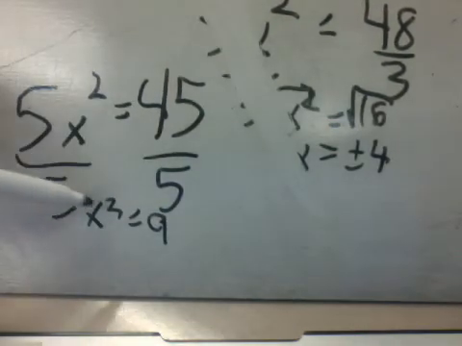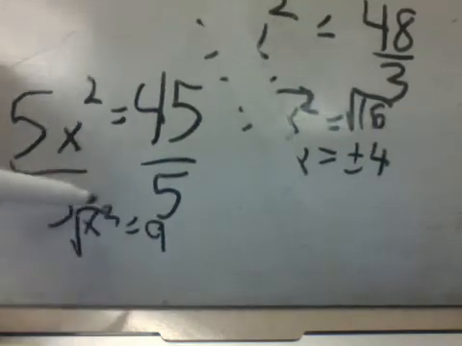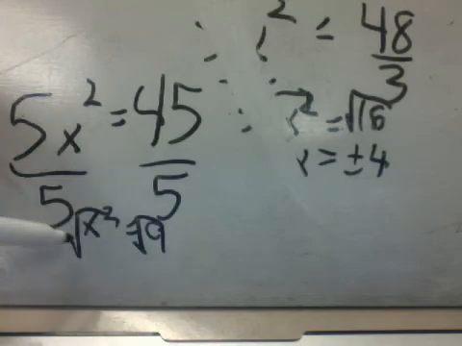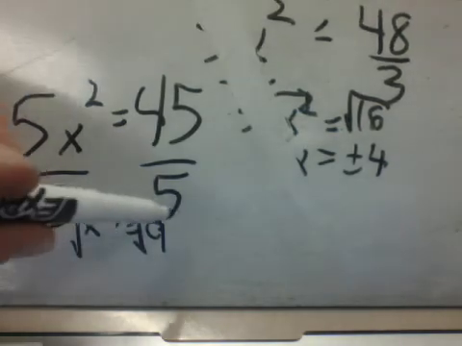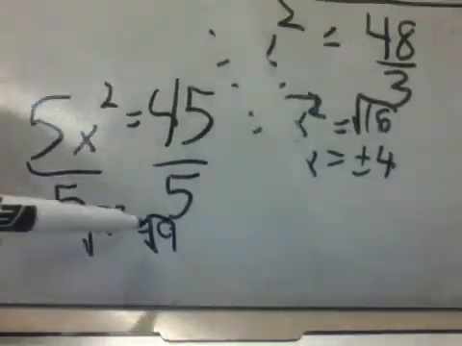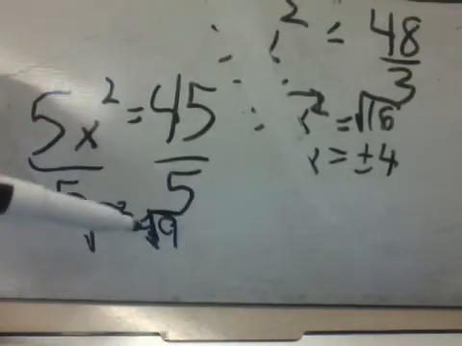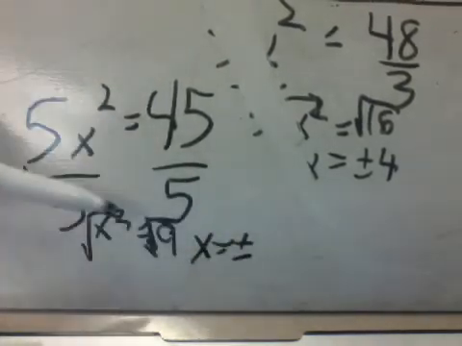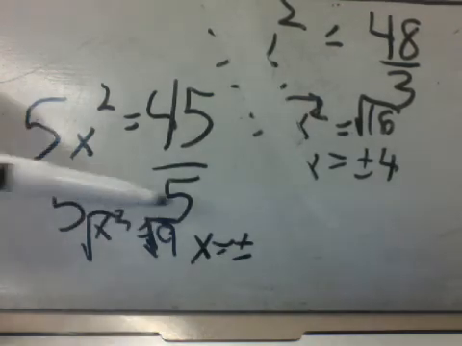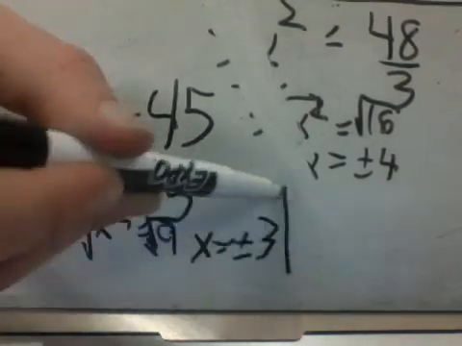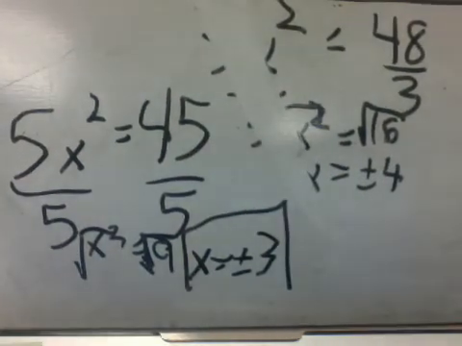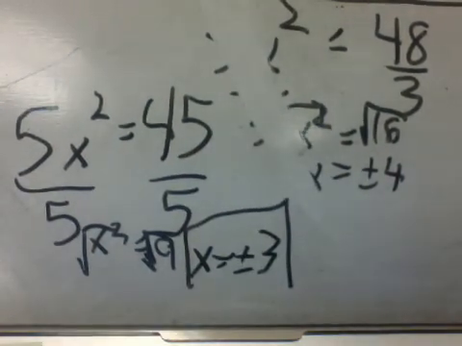Now to get the x completely by itself, I gotta square root both sides. When I'm actually making that symbol, I'm saying plus or minus, like that, plus or minus. So your answer is going to be x is equal to plus or minus, and what is the square root of 9? The square root of 9 is just 3. So don't forget your plus or minuses when you're using the square rooting method. There you go.